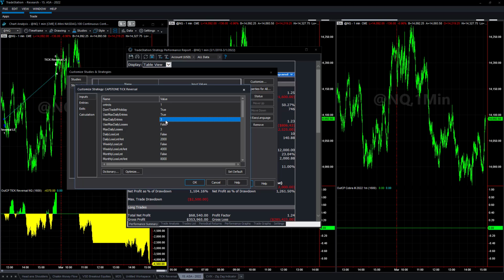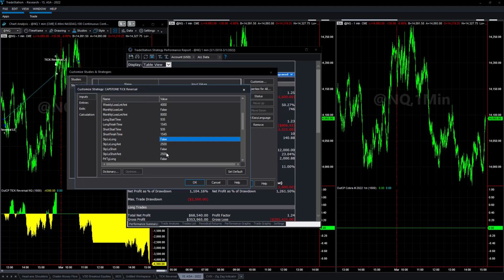For example, if you had 3 max daily entries and then 1 max daily loss, that means you'd only continue if you were winning. It has a daily loss limit, a weekly loss limit and a monthly loss limit. Those are based on closed trade parameters, so it won't close a trade intra-trade once it exceeds that. And then you have long start time and long finish time, which is basically the first 5 minutes of the session. You start trading, and then you can take entries all the way until the last 15 minutes of the day session.